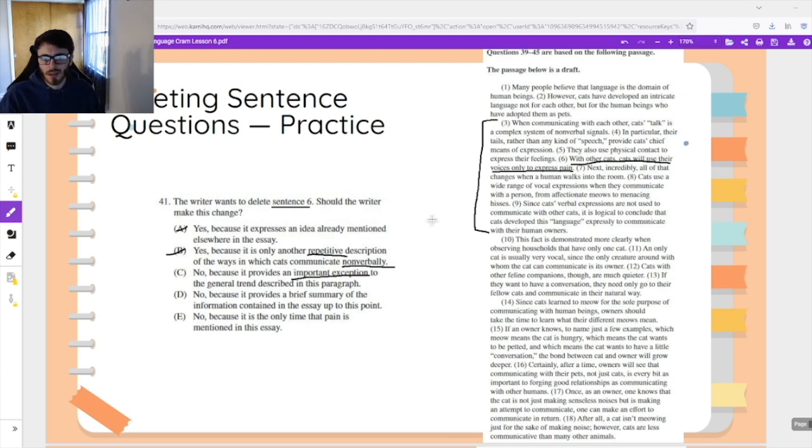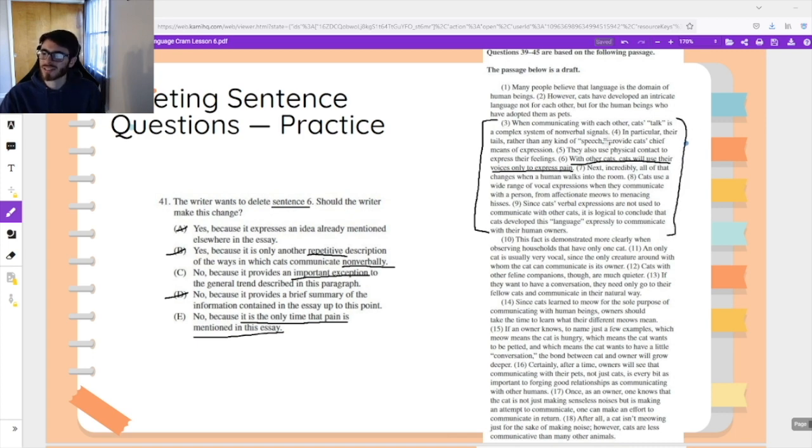D, no, because it provides a brief summary of the information contained in the essay up to this point. No, it doesn't do that. And E, no, because it is the only time that pain is mentioned in this essay. Well, I don't remember if that's true right away. It might be true. But that's not a reason to keep this sentence, right? We're not going to keep this sentence because it's the only time that pain is mentioned. Pain is not important here.